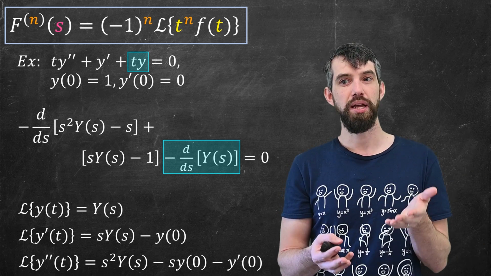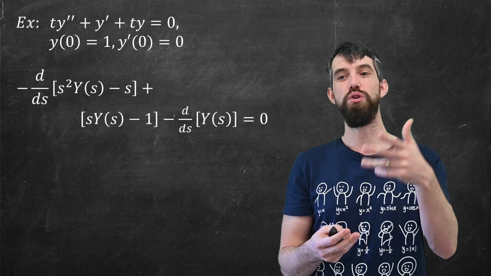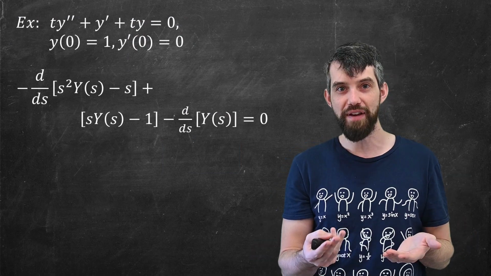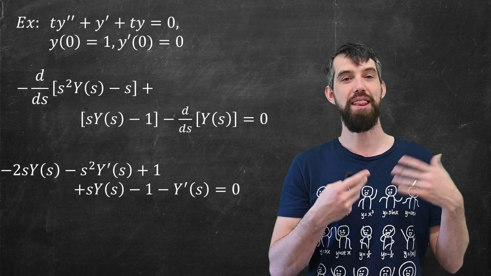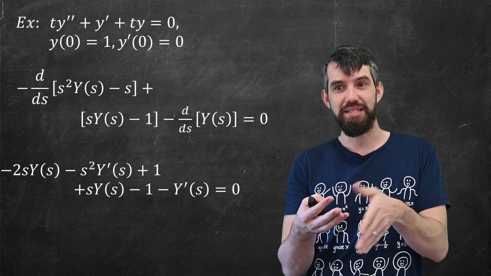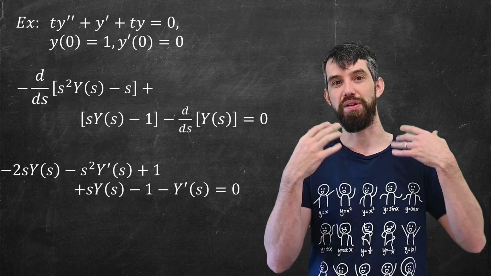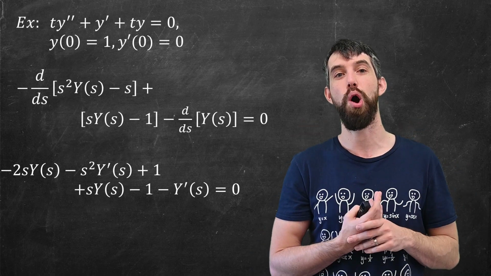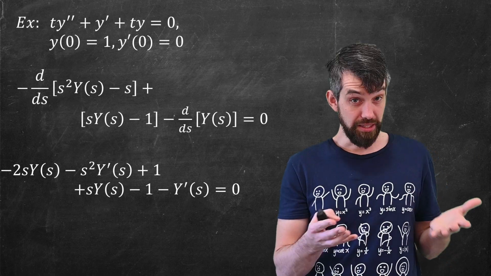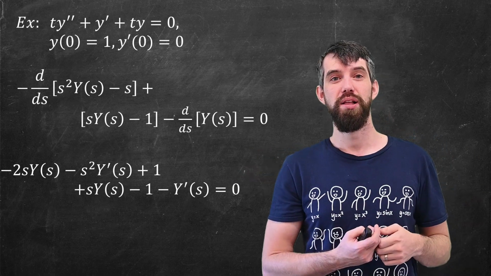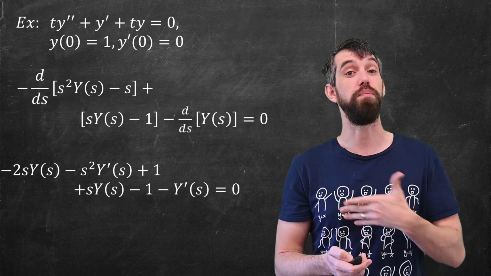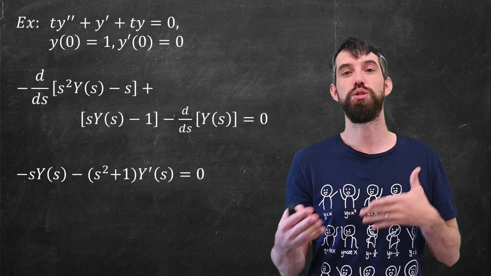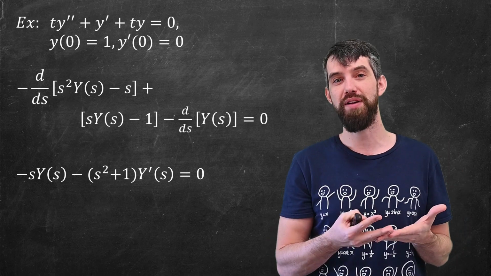Okay, cleaning up a little bit. Now I need to evaluate this derivative. So the first derivative on the s squared Y of s is going to result in a product rule. So I get that result. Negative the derivative of minus s gives you a plus 1. There's no derivatives on the second bracket, so I copy it down. And there is a derivative on the third bracket, and so I have to take a capital Y prime of s. I can clean this up a bunch. There's a plus 1 and there's a minus 1. There's two different Y prime terms, so I can put those together. This is just going to leave you with minus s times Y of s, minus s squared plus 1 times the derivative Y prime of s, equal to 0.